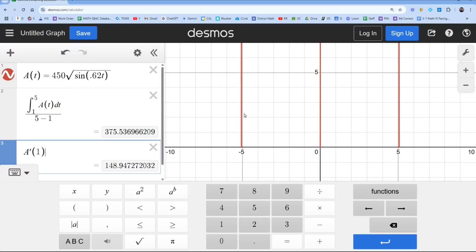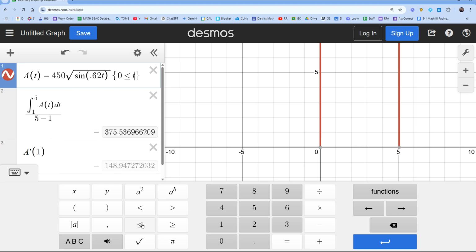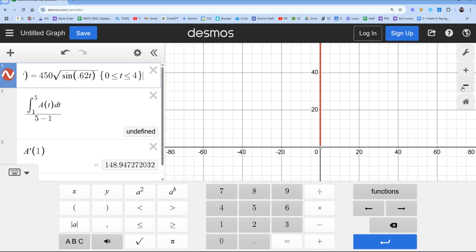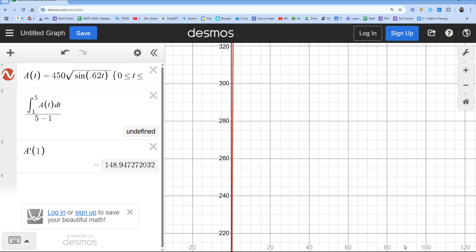Now, this red equation here, I'm going to put a restriction on it. So I'm going to use some fancy parentheses, and I'm going to put in a restriction from 0 to 4. That way, all I see is the graph from 0 to 4. And then I'm going to zoom out so I can see it better, and then zoom in so I can see what's happening here.